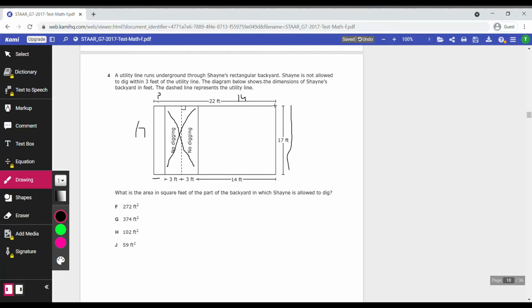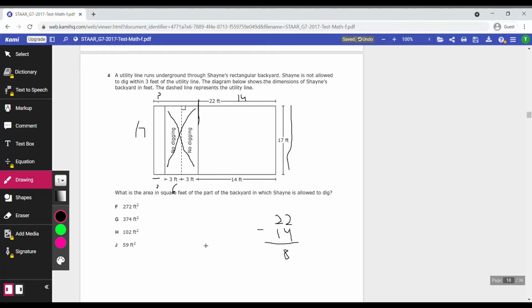Now it's saying that this whole thing is 22 feet. If we subtract 14 from 22, we get what this side is, because if this is 14, then from the 22 feet we can narrow down how much this is. So 22 minus 14 is 8. Since we know that 3 plus 3 is 6, this side is 6 feet, and then we're left with how much this is.